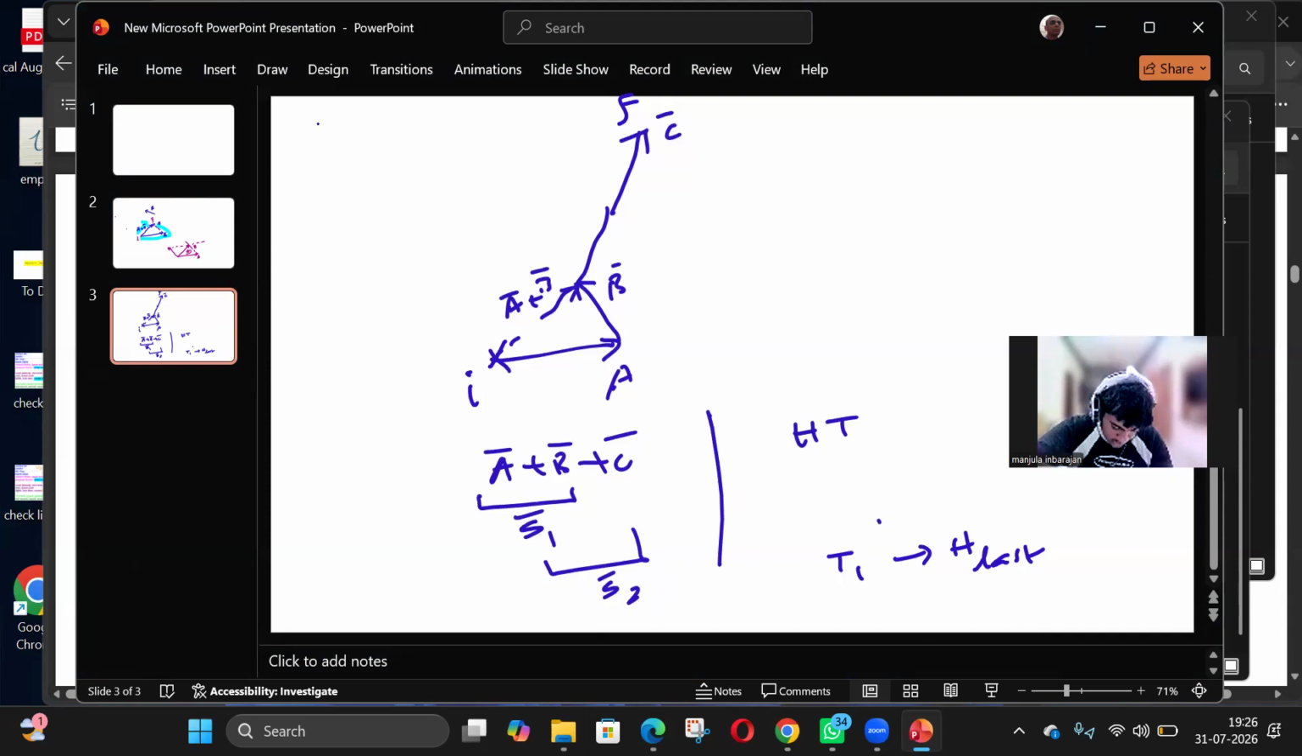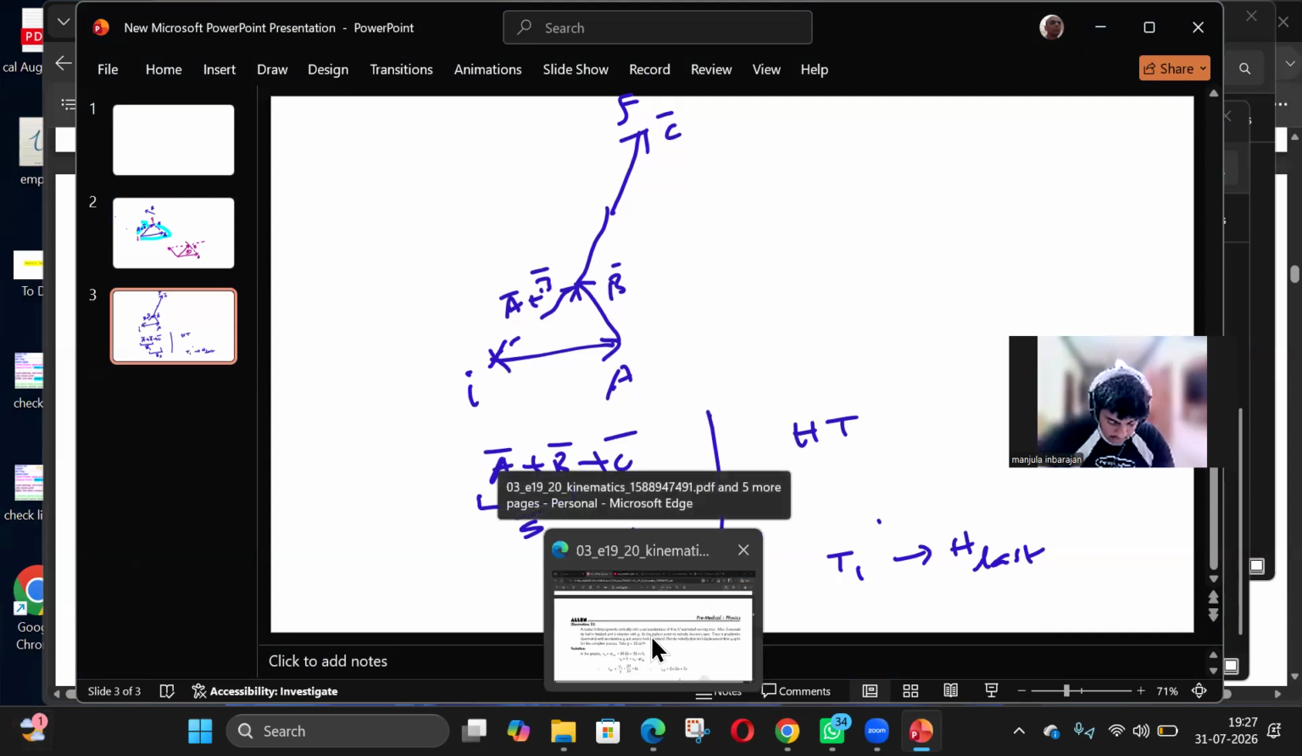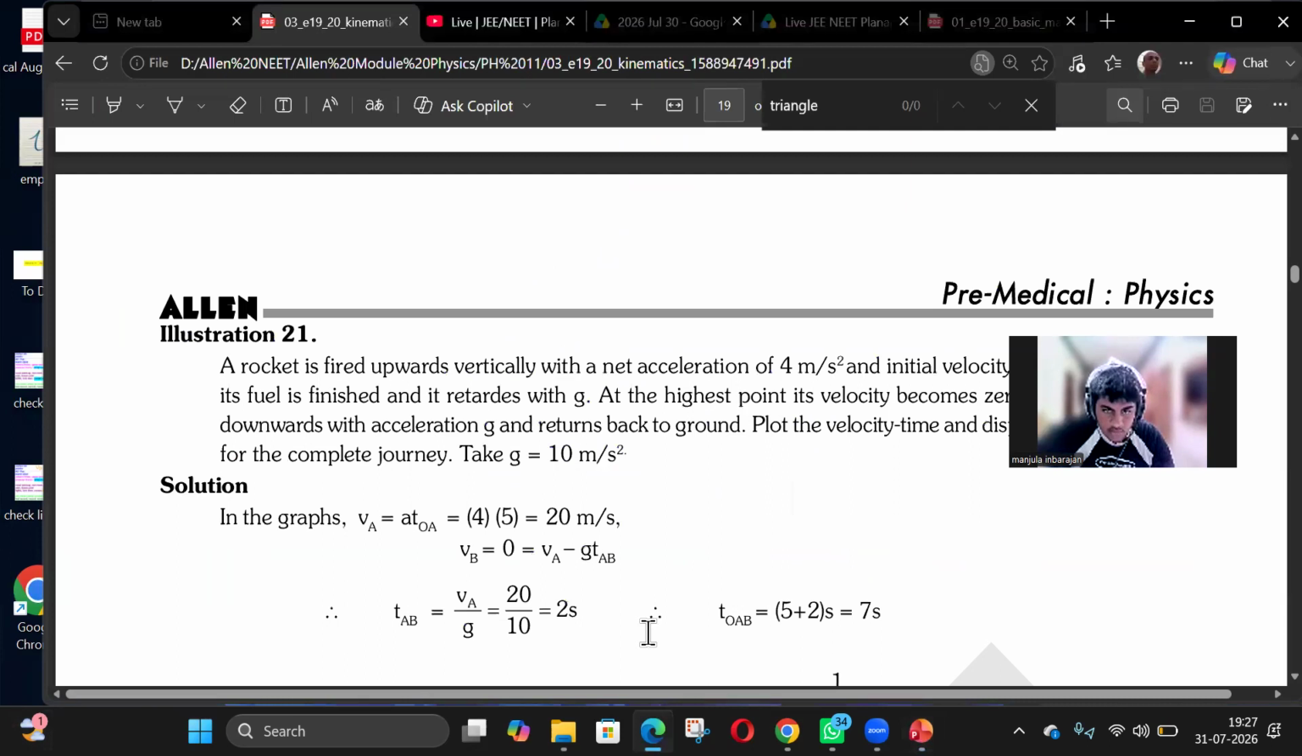So it's A vector plus B vector plus C vector, in which A and B give S1.